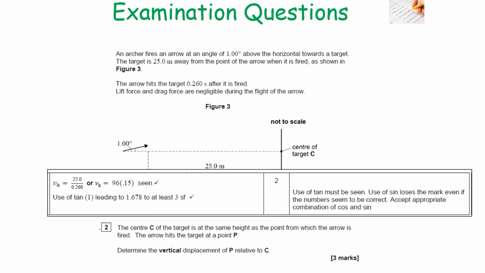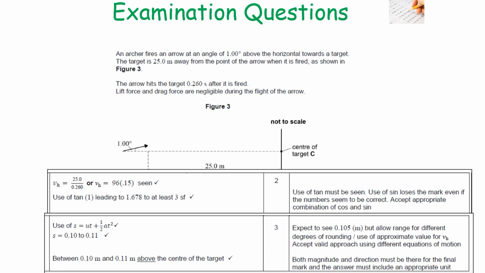Now the next one, how do you work out your value through? Well, again, because the drag force and the lift force are negligible, there's only going to be one force acting on the object. So we can use projectile theory and the equations of motion. We need to work out what S is, but we have been given T, it's 0.60 seconds. We know what A is going to be, because the only value is gravity, so it's minus 9.81.